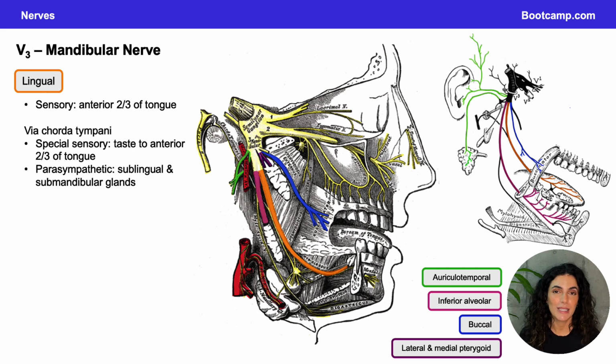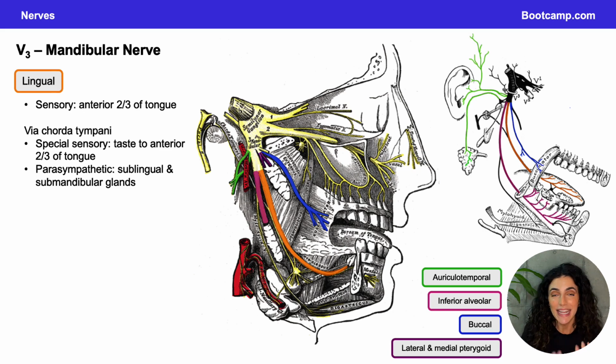Now, the lingual nerve is a bit special because it has some connections with our facial nerve, but more specifically via the chorda tympani nerve. And the chorda tympani is a branch off the facial nerve, and we can see that chorda tympani, which is right here, joining together with the lingual nerve in order to get to the tongue.